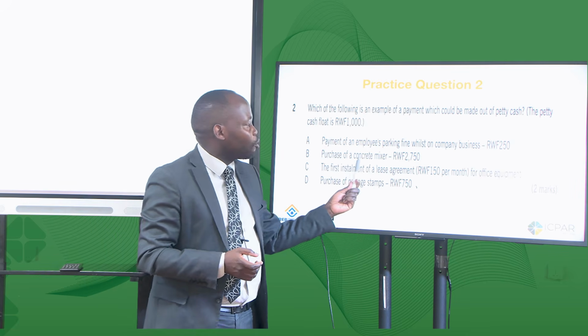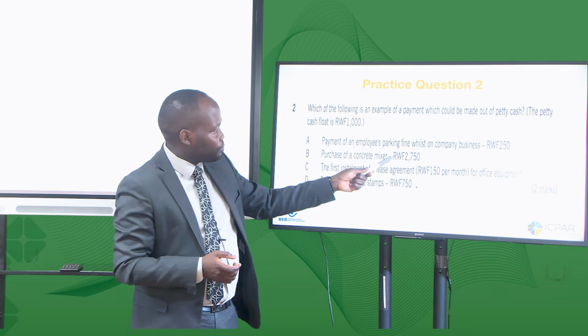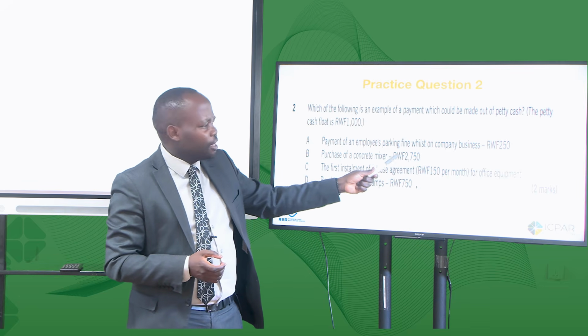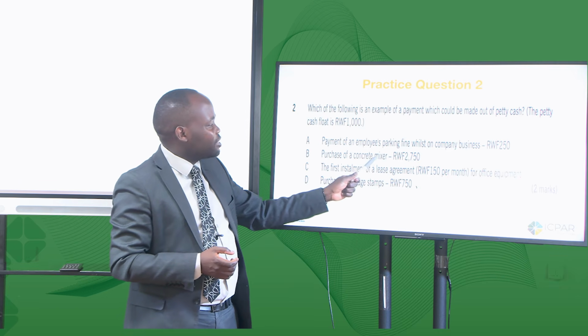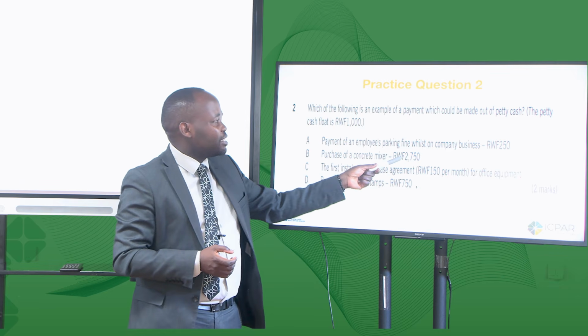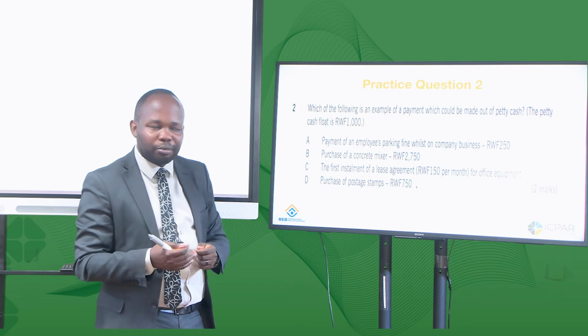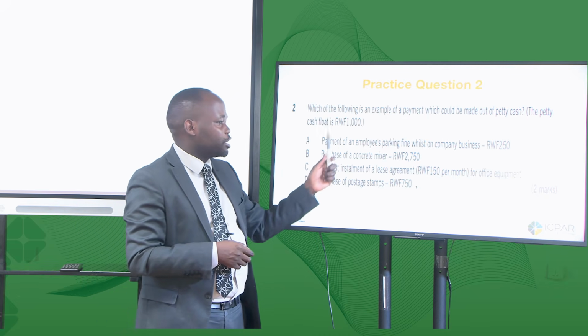B, purchase of a concrete mixer worth 2,750. This exceeds our float. It exceeds our amount of petty cash. So this cannot be financed through petty cash because it exceeds our amount. That will be financed through bank if our petty cash is 1,000.